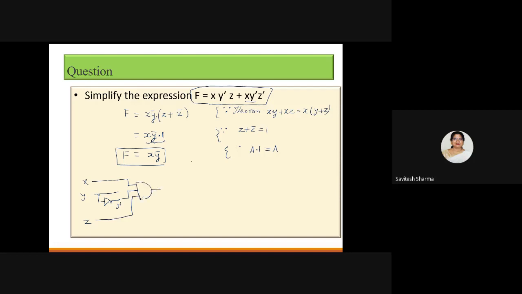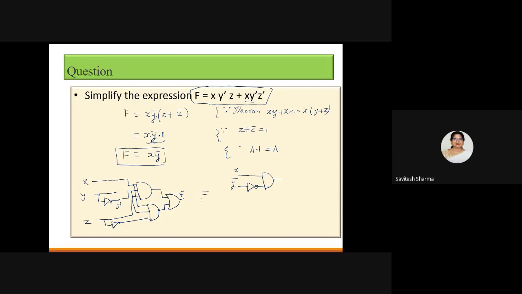Okay, and next term is x bar z complement, and then OR. So this is the circuit I drew for the given expression. It is giving me f, and now you see what you got after simplification, x bar only. So you see what is the beauty of this simplification.